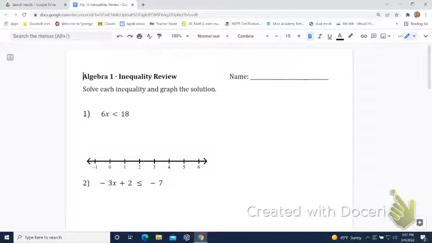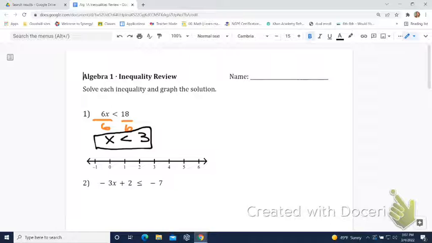So remember our inequalities, those are less than, greater than, or less than or equal to, greater than or equal to signs. So this number 1 says 6x is less than 18. To solve that, we would divide both sides by 6 and get x is less than 3. And you would be expected to include that as part of your answer, not just the graph.